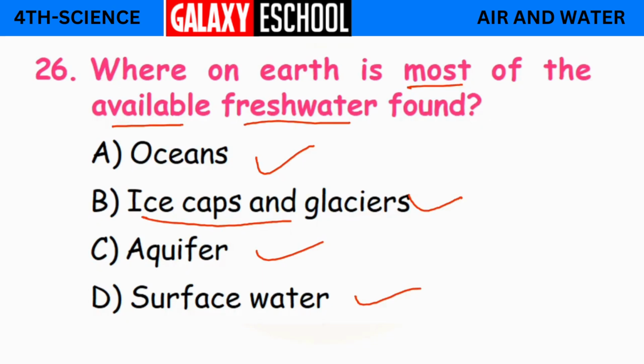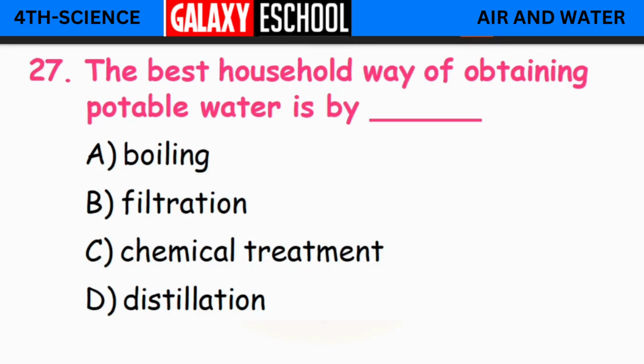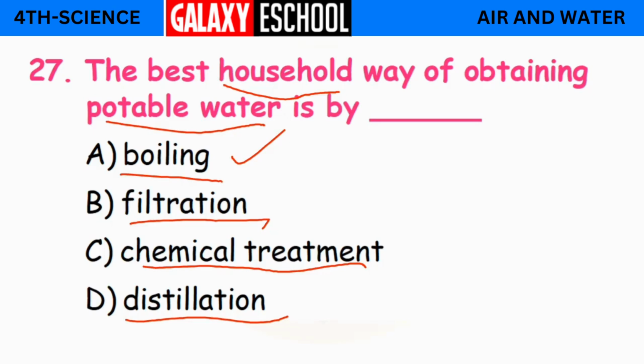Clear, children? Now the 27th question is, the best household way of obtaining potable water is by boiling, filtration, chemical treatment or distillation. A very easy method for getting pure water in the house is option A, boiling. When you boil the water for 10 to 15 minutes, all the germs in it will be killed and it will be ready to drink. After the water cools, you can drink it. So this is the best way.